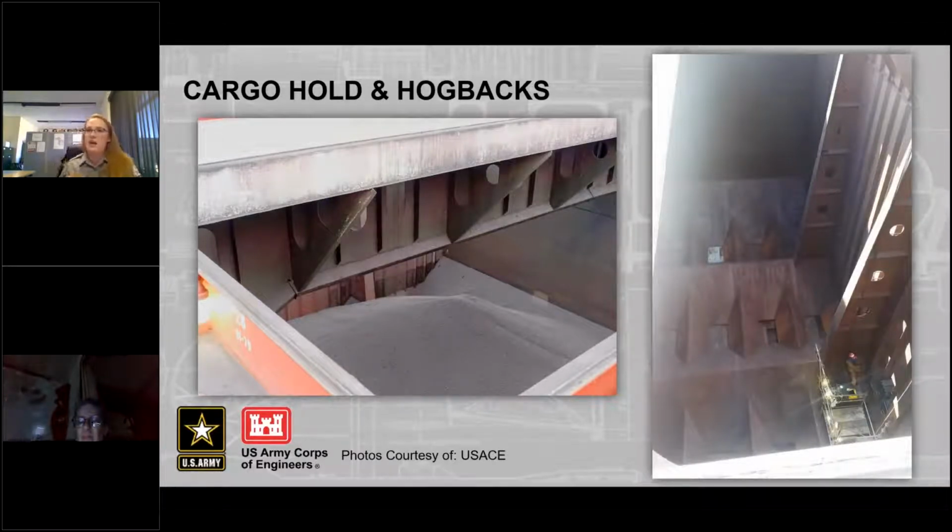Here we have the inside of the James R. Barker and the Mesabi Miner. They're sister vessels, and these feature what we call hogbacks in the bottom of the cargo hold. These hogbacks work basically as funnels to direct all of the cargo to the trap doors that lead to the self-unloading system that Scott will be talking about momentarily. The cargo holds pictured here are approximately 4 to 5 stories deep.